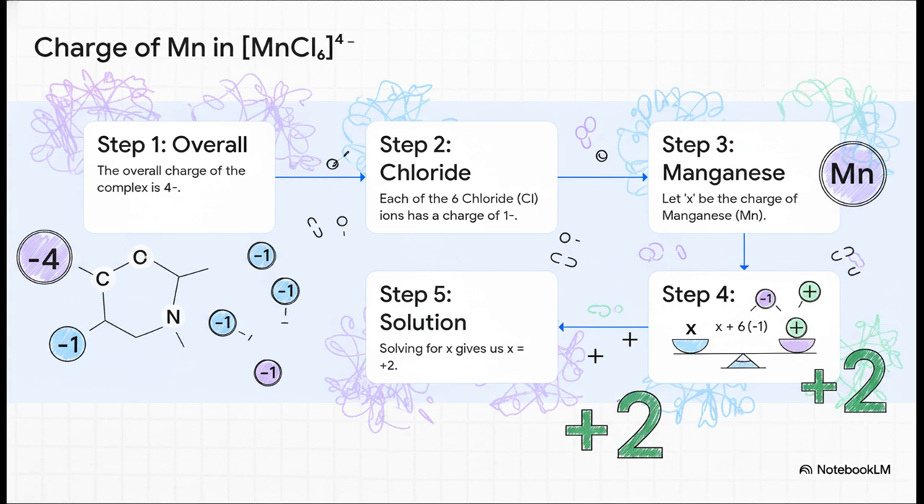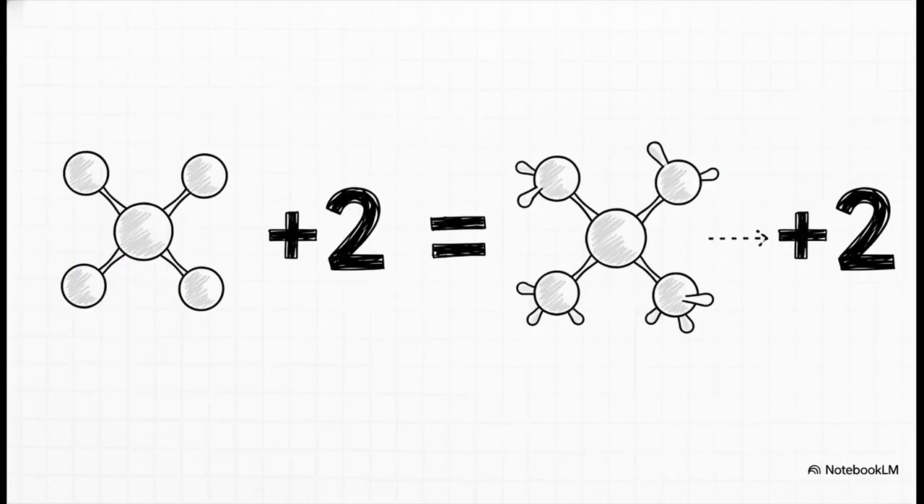The key thing to remember is that the sum of the charges of all the little pieces has to equal the total charge of the whole molecule. You follow the math, and what do you get? The manganese has a charge of +2. Simple enough. Now here's where it gets really interesting.